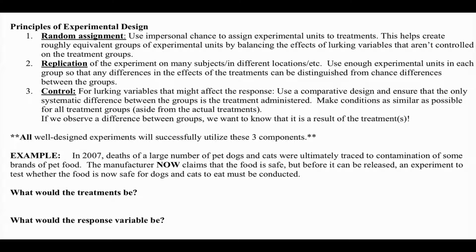The last one is control. Control is the dummy group, the group who gets nothing. Well, I can't give someone nothing, so I give them a dummy pill, water pill, sugar pill, just a pill that does nothing to you, right? That's the control. For lurking variables that might affect the response, use a comparative design and ensure that the only systematic difference between the groups is the treatment. I don't want any lurking variables. So you got to make conditions as similar as possible for all treatment groups aside from the actual treatments.